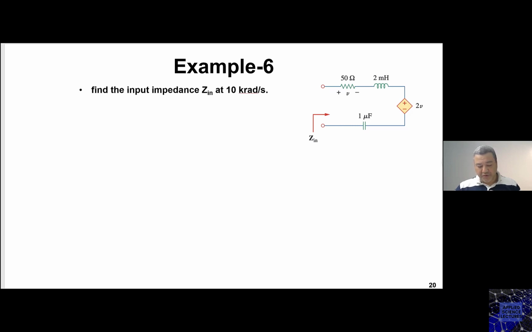So in order to do so, the frequency is given to me as 10 kiloradians per second. What we should do is the following. Because we have a dependent source, we cannot calculate the impedance directly. So what we do is we hook up a source.